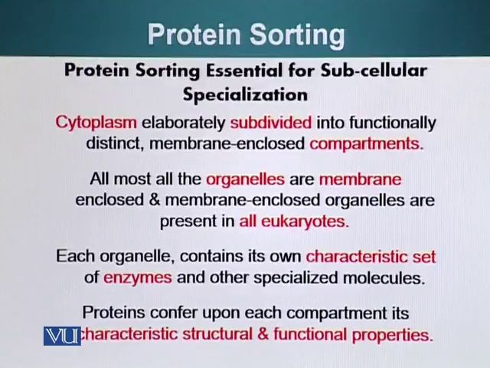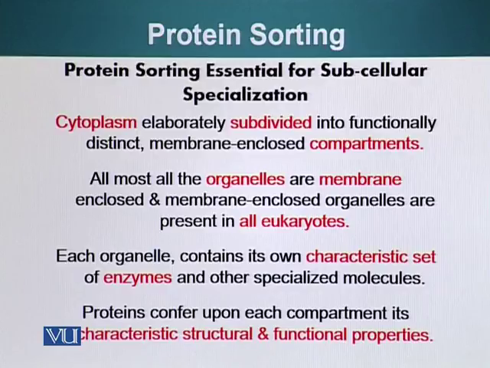So cytoplasm is a laboratory subdivided into functionally distinct membrane enclosed compartments, which we call organelles. Almost all organelles are membrane enclosed. There are exceptions. For example, ribosomes, they don't have a membrane. Organelles is basically a structurally and functionally distinct part of the cell. Almost all eukaryotic cells have membrane enclosed organelles. Each organelle contains its own characteristic set of enzymes and other specialized molecules.